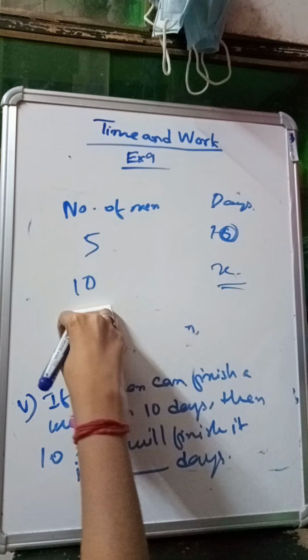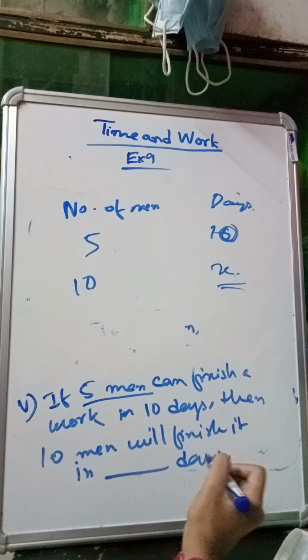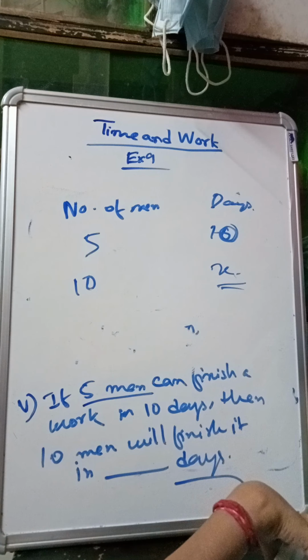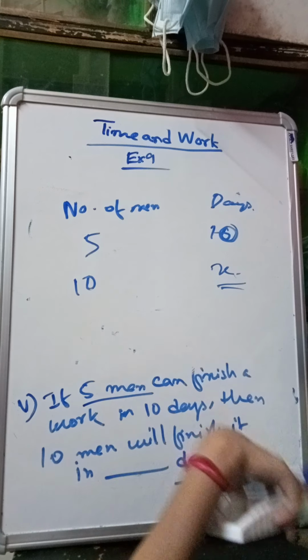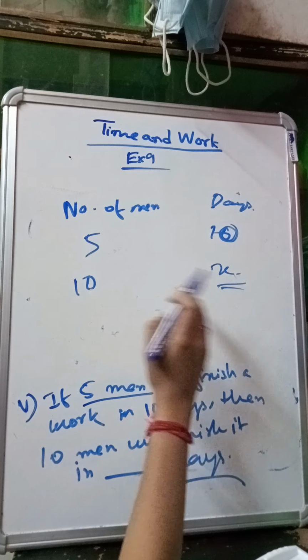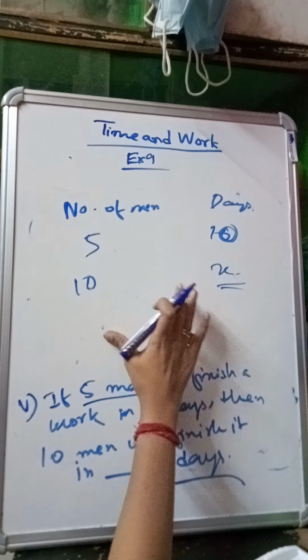Okay, sorry, yes, here it is said 5 men and days. So 5 men means number of men, and days means what? Days means time required, span of time. So we know that between number of men and days, the relation is inversely proportional.